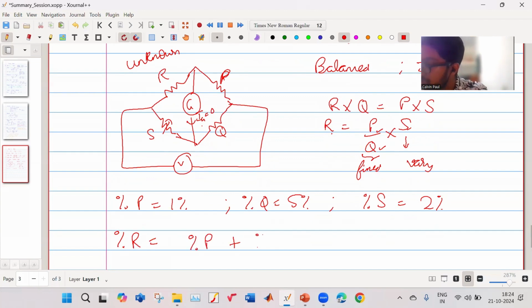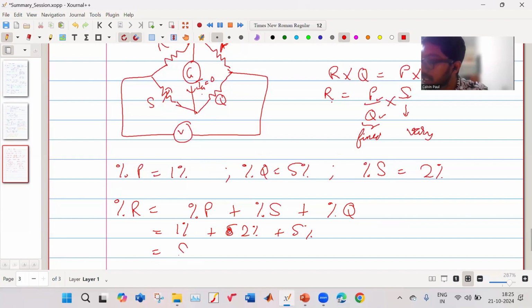So a simple formula is: the percentage error in R is equal to the relative percentage error in P plus the relative percentage error in S, both in the numerator, plus the relative percentage error in Q, which is in the denominator. In all cases, it is plus. So it is 1% plus 2% plus 5%. So the effective relative percentage error is 8%.